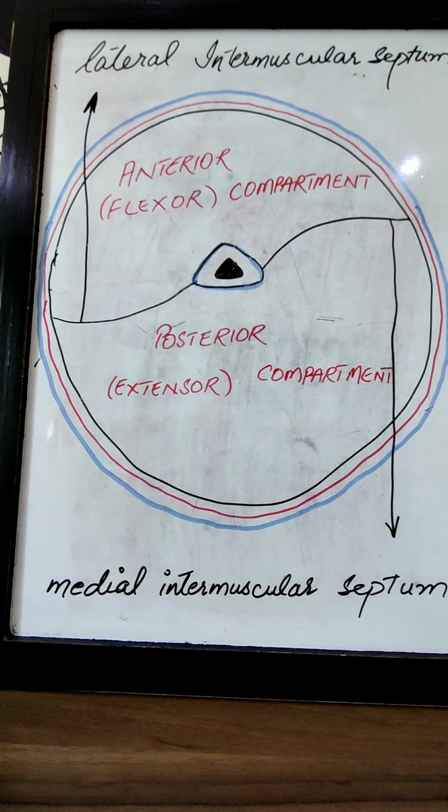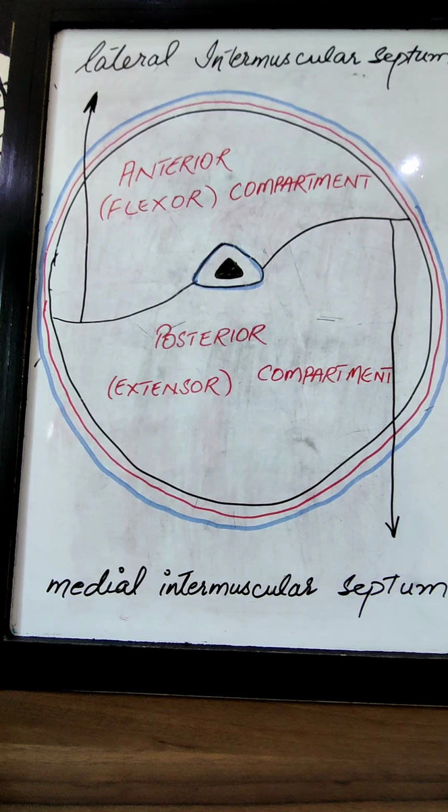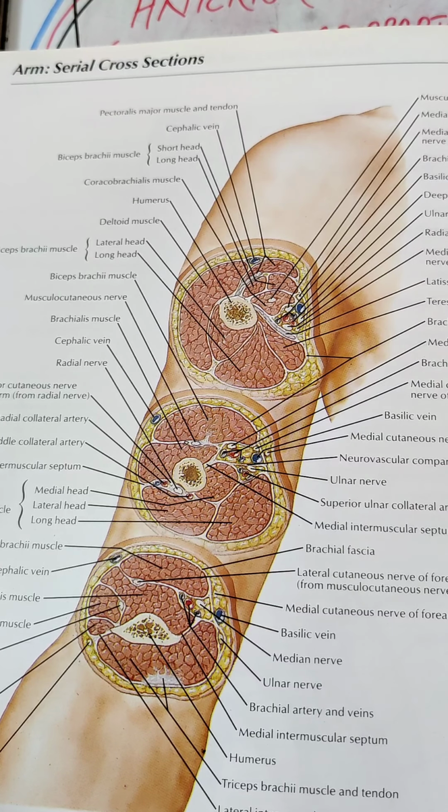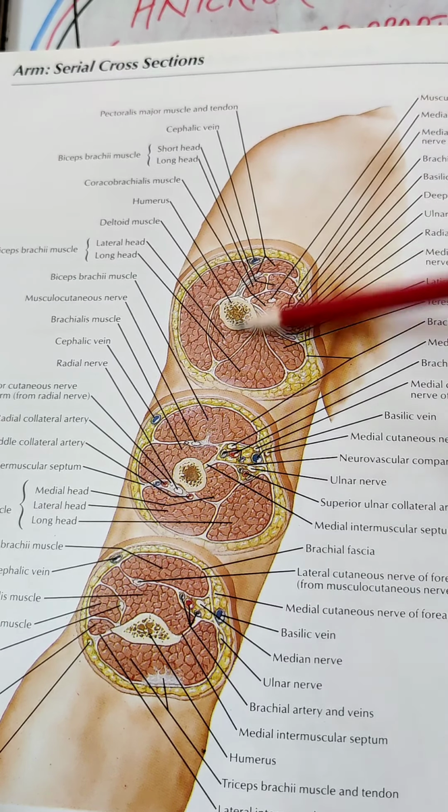Now this is a very simplified diagram because it does not actually show you the various muscles which are present, and it's just to show you how the arm is divided into an anterior and a posterior compartment. So here you can see cross sections at various levels of the arm, and depending on what level the cross section has been taken from, you can see various muscles.